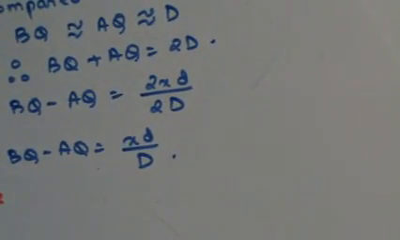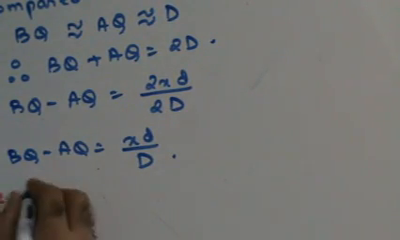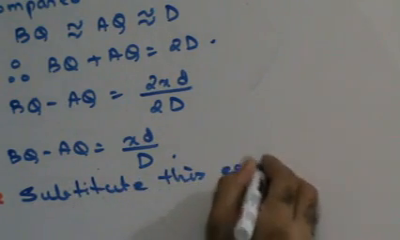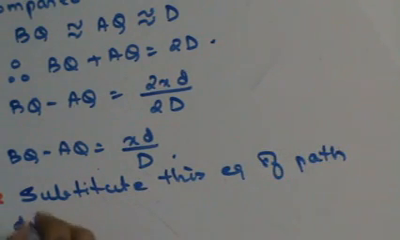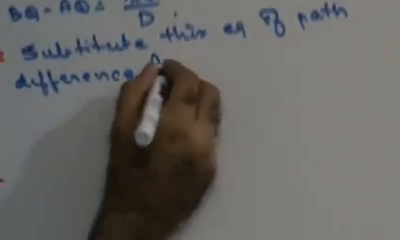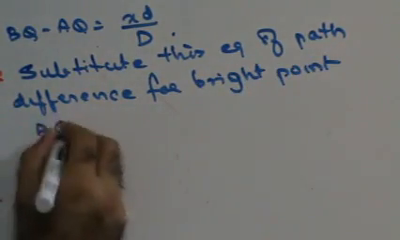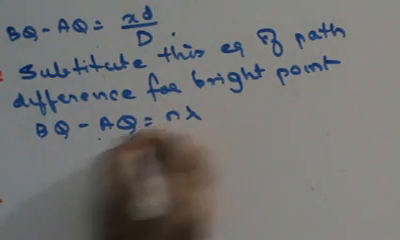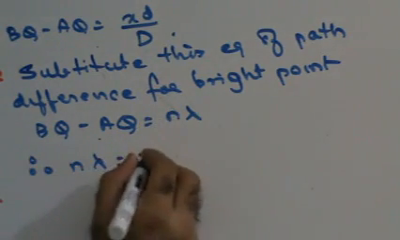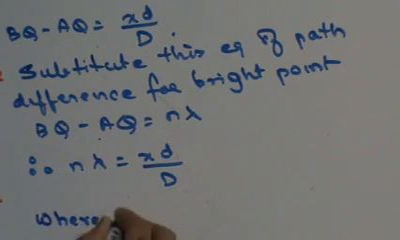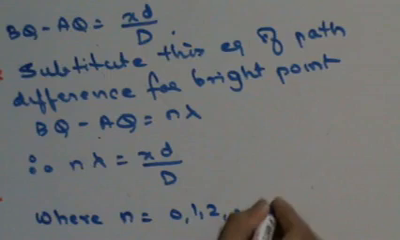Now substitute this equation of path difference for bright point. For a bright point we had said that BQ minus AQ is equal to n lambda, therefore n lambda is equal to xd by D. This is going to be my equation for bright point, where n can be any number from 0 to infinity.